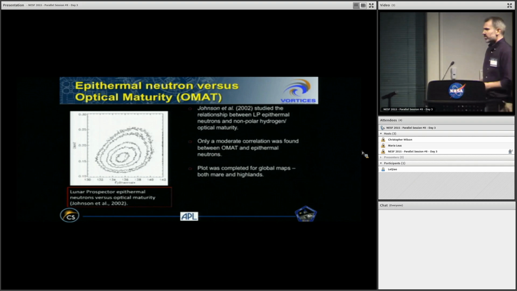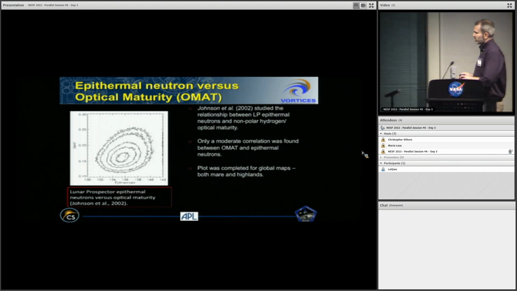So in 2002, Jeff Johnson took a look to see if the Lunar Prospector epithermal neutron data could be related to maturity in any way. This is a comparison that he made in his 2002 paper between OMAT and epithermal neutron counts. And while he saw what he interpreted to be a moderate correlation, there really wasn't as strong of a correlation as he had hoped. Now, I want to make clear that this was for the global moon, so that becomes important as we move along.